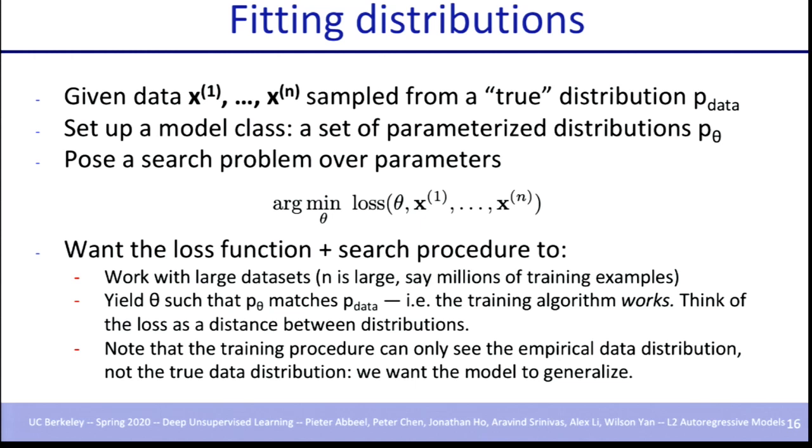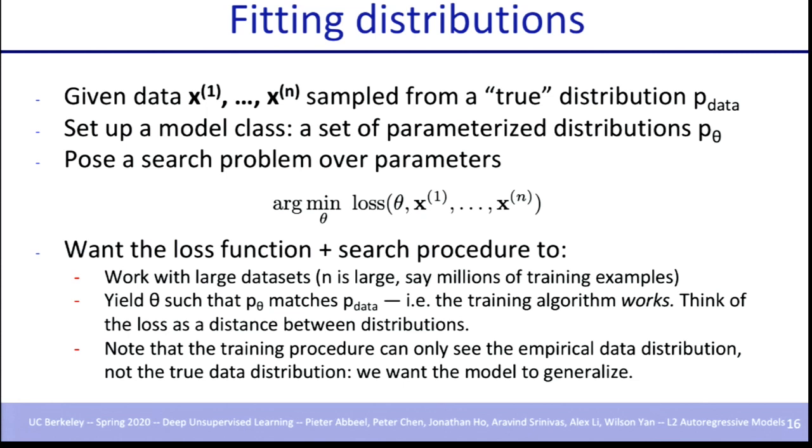What do we want from this loss function and search procedure? We want to work with large data sets, so the number of data points could be millions. We want to find a theta such that p theta matches p data as closely as possible. And keep in mind, we can never see p data. You only have access to individual samples from the data distribution, so we want it to generalize from those samples.